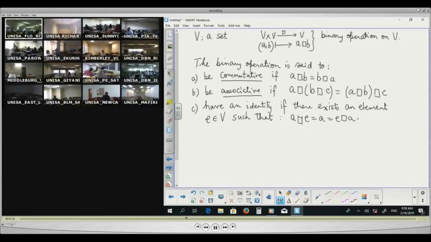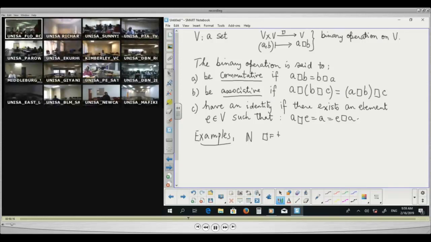Let's take the set N of natural numbers. If I take plus to mean addition of natural numbers, it's a binary operation. Okay? It is commutative, as we know. Associative? Yes. It has an identity, 0. My natural numbers start from 0. So it has an identity.